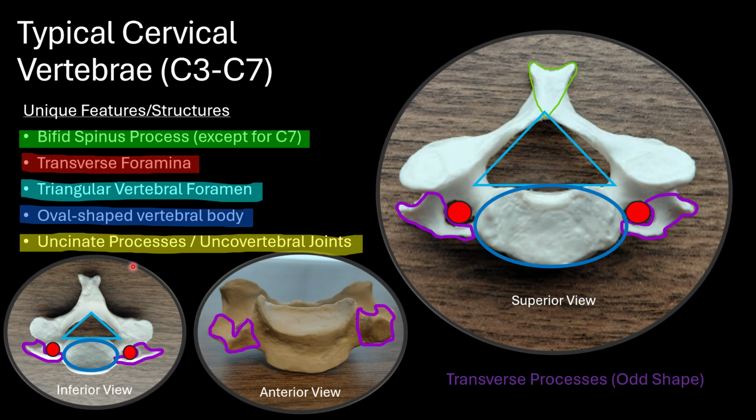Lastly, we have uncinate processes right here. And if you look at it from more of an anterior view, you can see it right there and there. Overall, it gives this a U shape when viewing from the front. And on each side, they form uncovertebral joints. And basically, they help stabilize the neck, limiting lateral flexion and allowing for more flexion and extension.